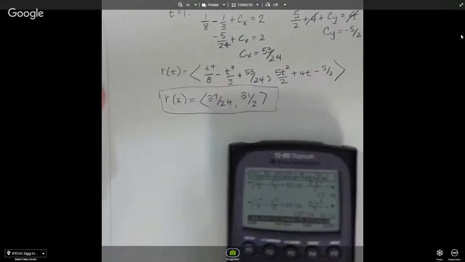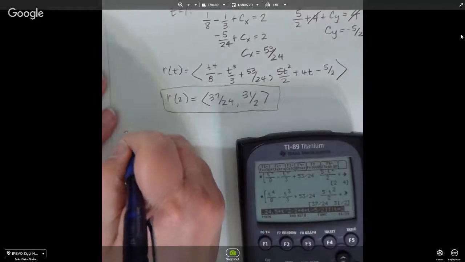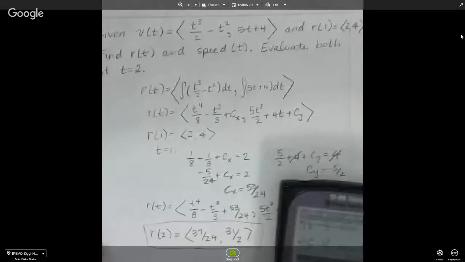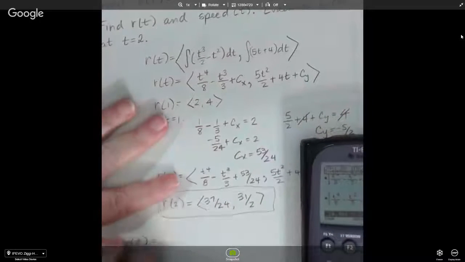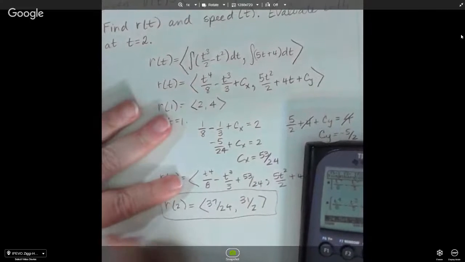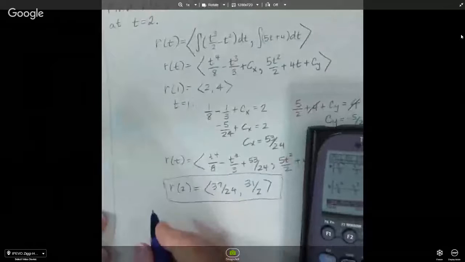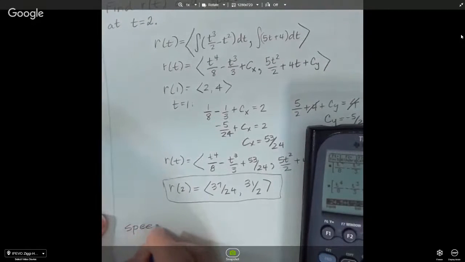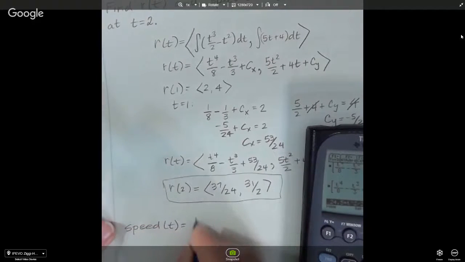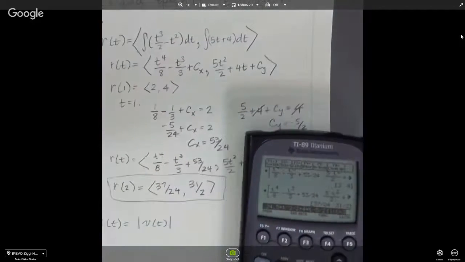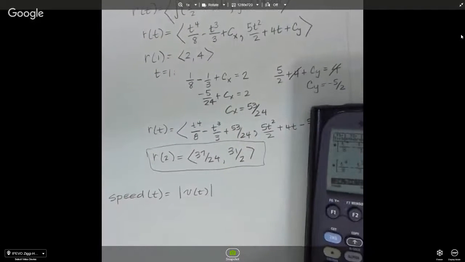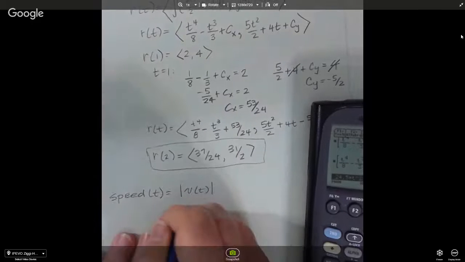Okay, next thing we're going to do is find the velocity. Now we have to find the velocity because, I'm sorry, we have the velocity already. We're going to try to find the speed. So what do we know about speed? Well, we know that speed is equal to the magnitude of velocity. And so I'm going to do that on the calculator using the command that we just learned, which is the norm. Okay? So we're going to find the norm.